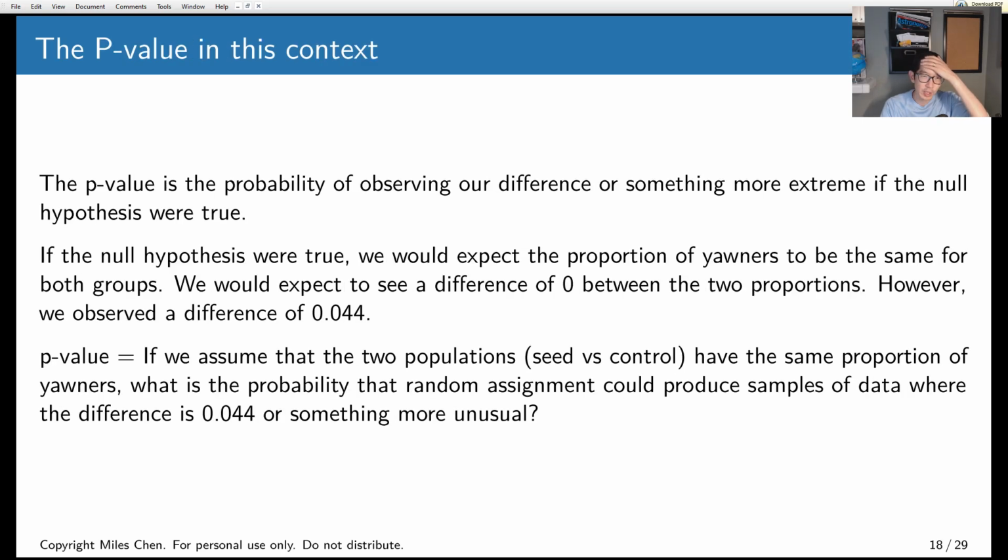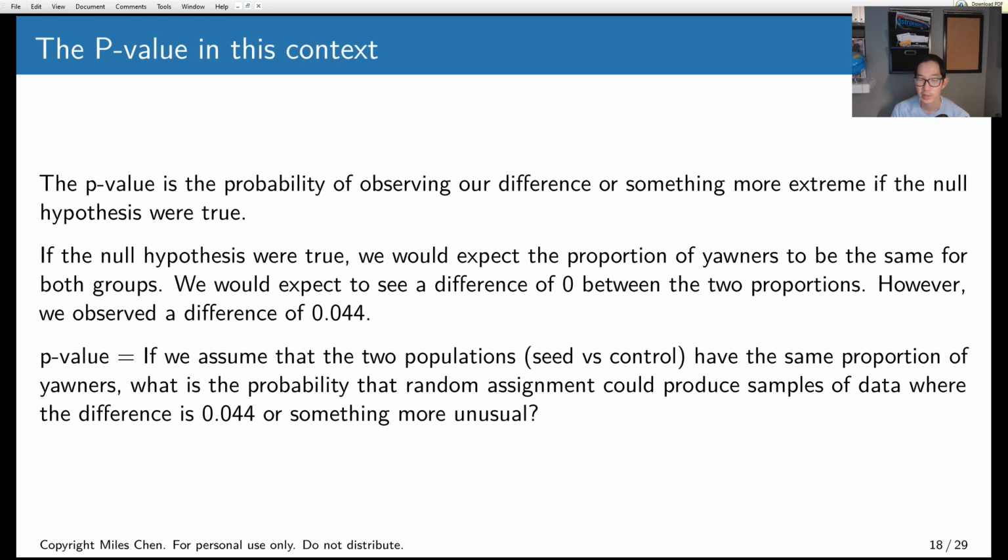And so to put that to the test, we can do a randomization test. The p-value that we're going to calculate is the probability of getting our difference or something more extreme, if the null hypothesis were true. Again, if the null hypothesis were true, we would expect the proportion of yawners to be the same for both groups. We would expect to see a difference of 0. We got a difference of 0.044, 4.4%.